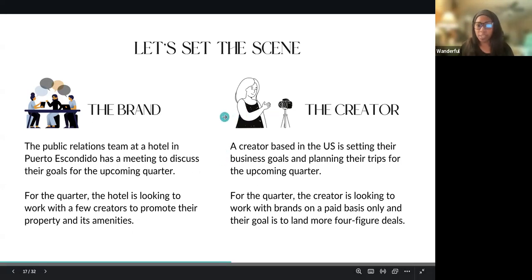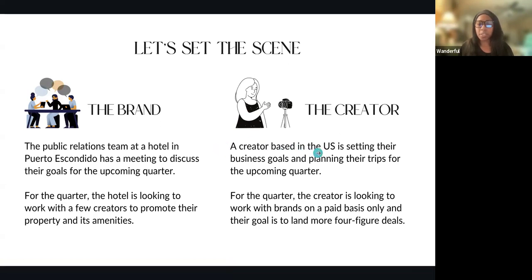And then we have the creator side. There's a creator, they're based in the US. By the way, I just put based in the US so that we can get an idea here.